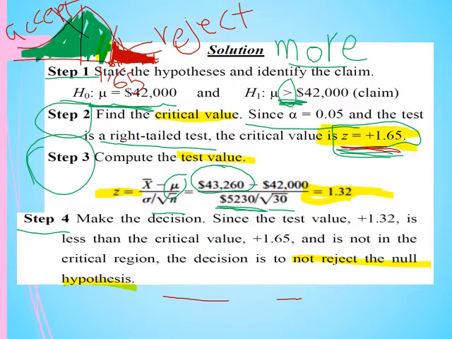So let's go to the test value computed from the formula. It's 1.32, which is here. So it's in the green or accepted region, which is the non-critical region. So the decision is not to reject the null hypothesis.